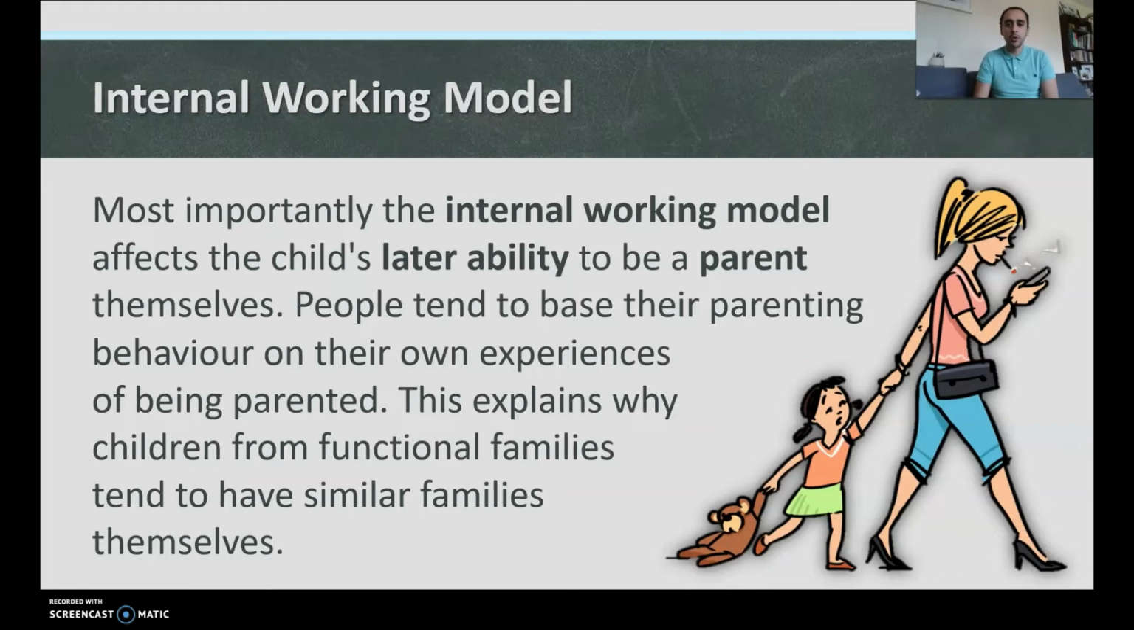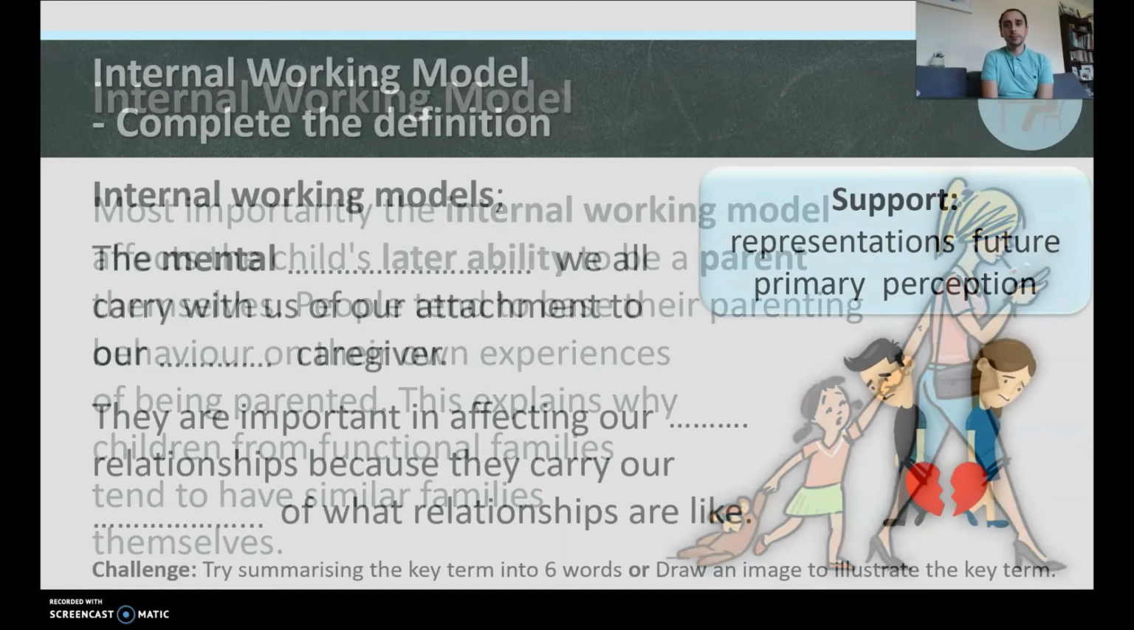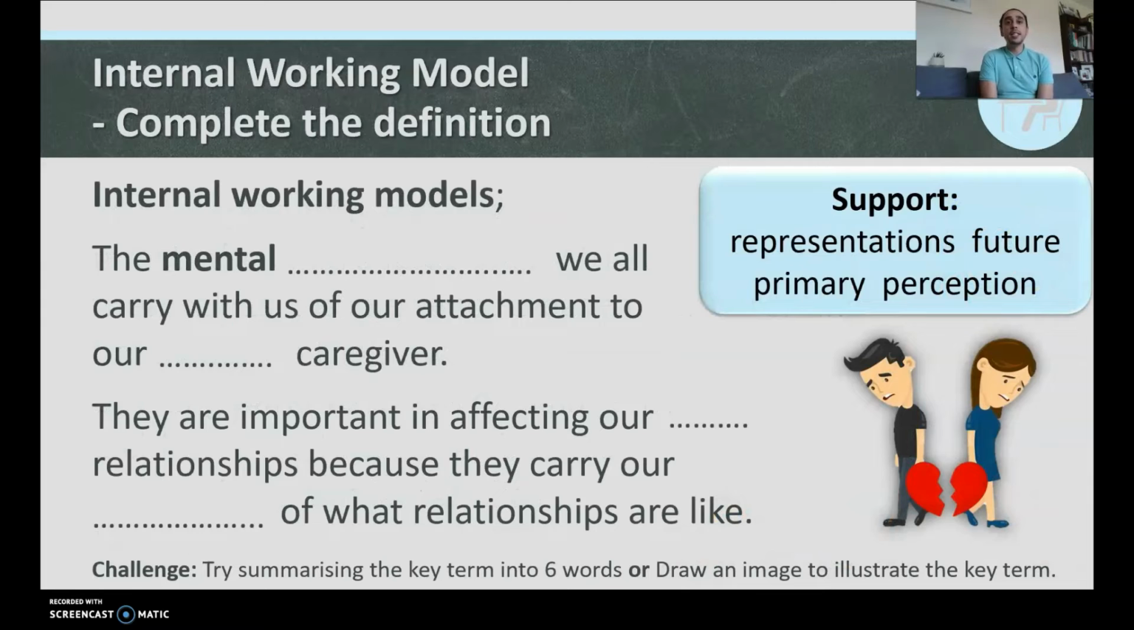Now, it's not always 100%. It's not always cause and effect. It's not that deterministic, but that's what Bowlby suggests. There we go. Internal working models. What are internal working models? Complete the definition. Give that a go now, please. Draw a picture to illustrate the key term as well. Let's engage those creative sides, okay?